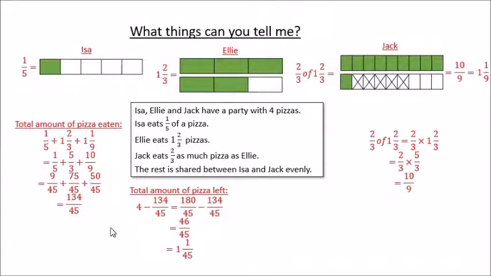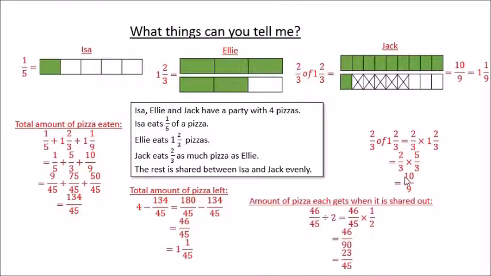The total amount of pizza left after that's been eaten, because we started with 4 pizzas, as it says in the question, is 4 take away 134 over 45. Well, 4, we need to convert that to something over 45. Something divided by 45 was 4, well that ends up being 180. So this is the same as 180 over 45 take away 134 over 45, which is 46 over 45, or 1 and 1/45.